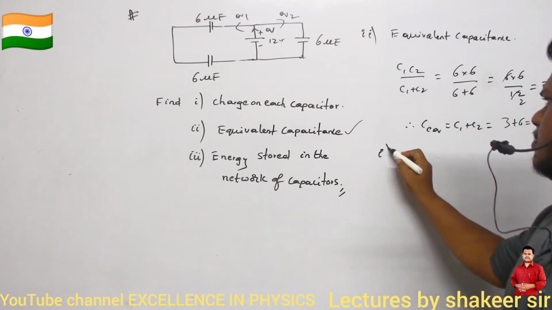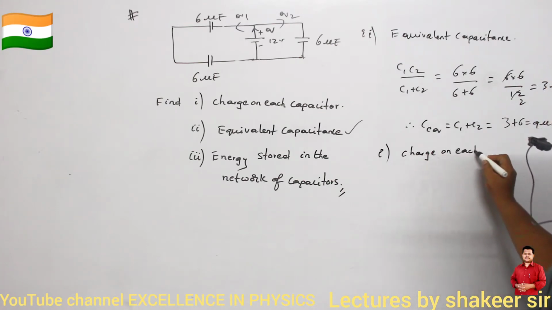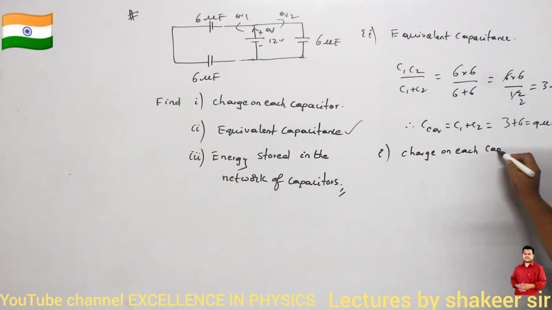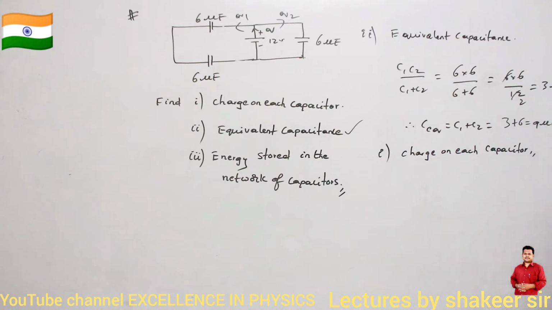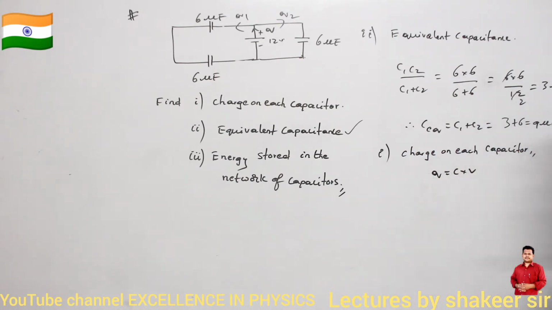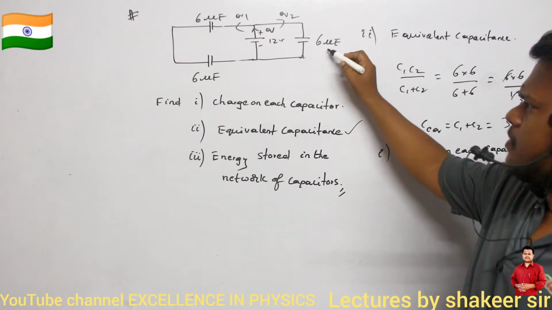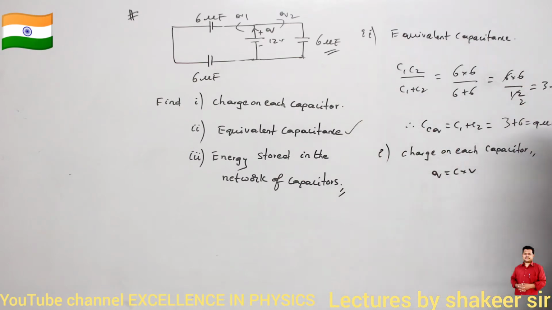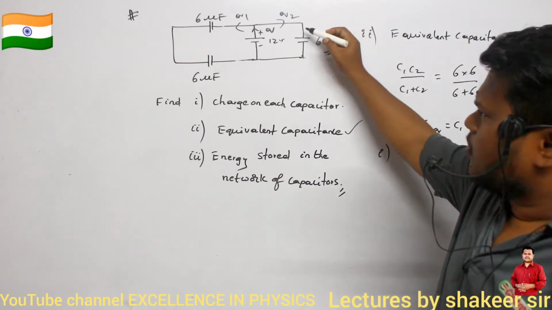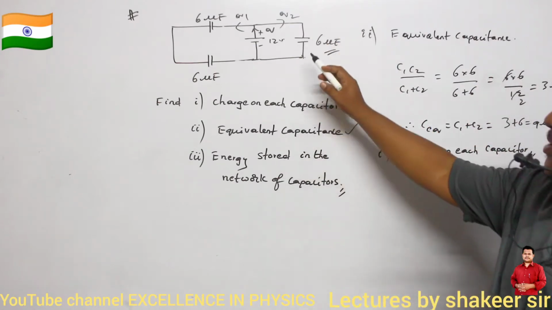What is the next question? Charge on each capacitor. How can I calculate the charge on each capacitor? Q is equal to C into V, no? Q is equal to C into V. Now if I take this branch, what is the capacitance of this branch? The capacitance of this branch is 6. And can you say what is the potential difference across this capacitor? I am talking about this capacitor.